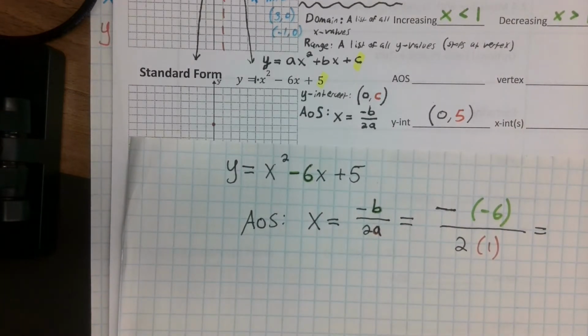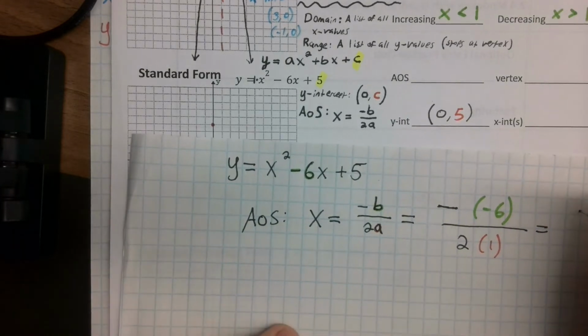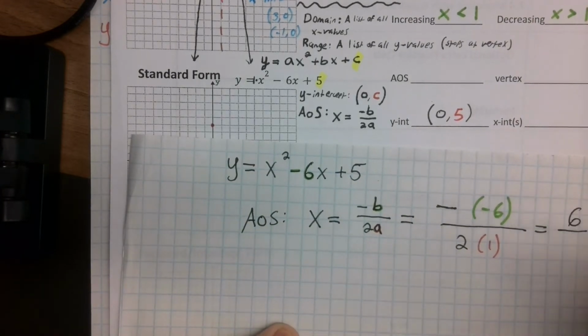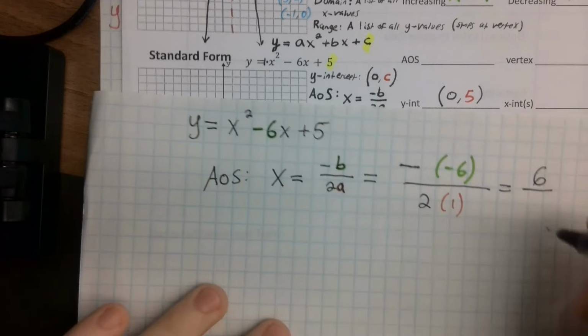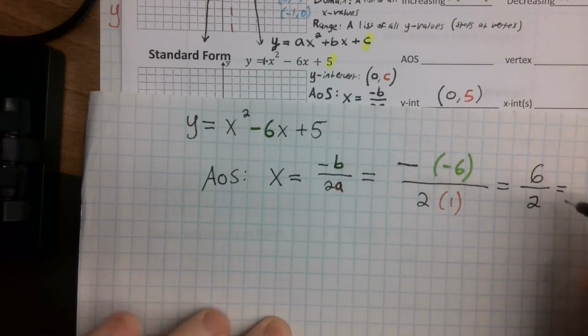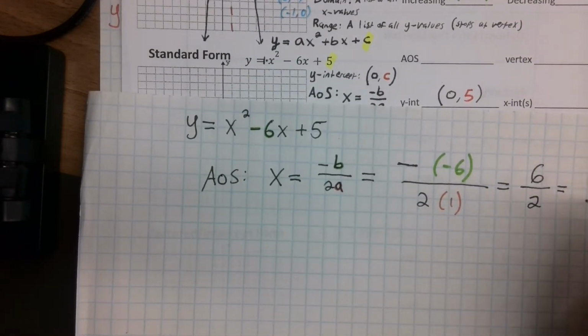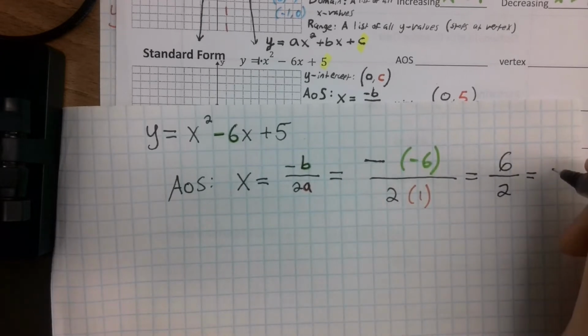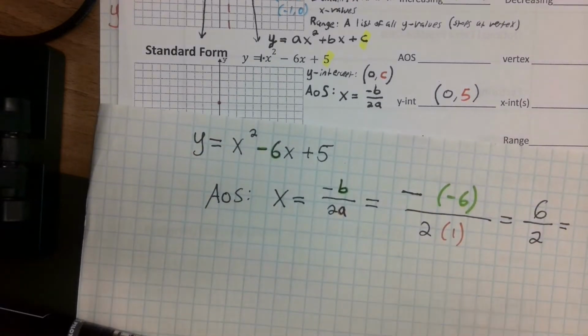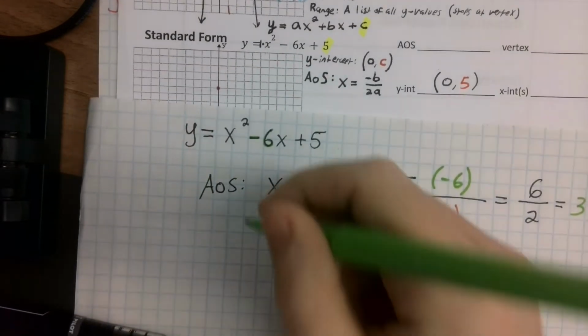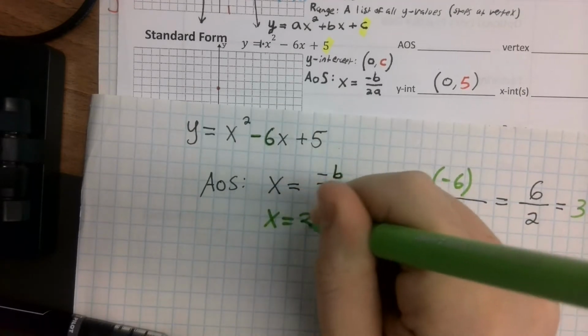What is negative 6? Negative 6 is just positive 6. And what's 2 times 1? Well, that's an easy one. That's just 2. What is 6 divided by 2? It's 3. Our axis of symmetry is x equals 3.